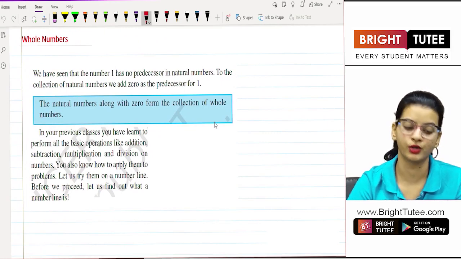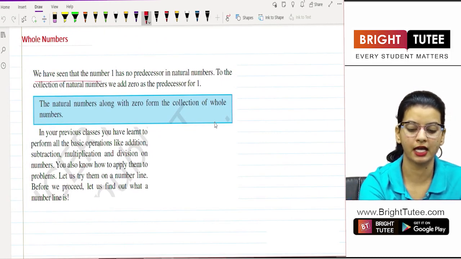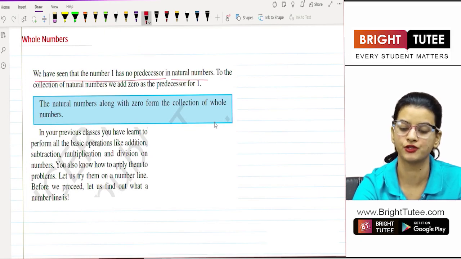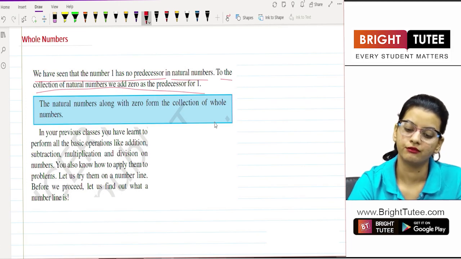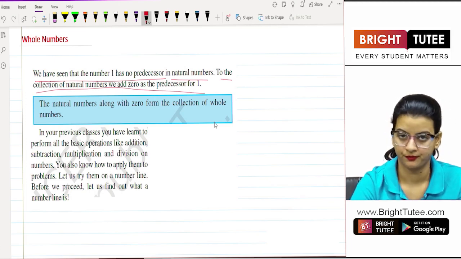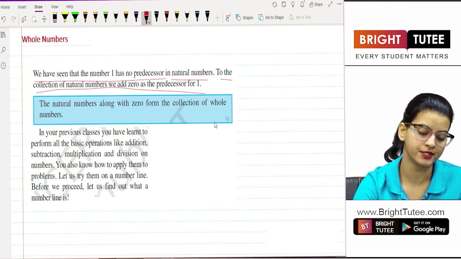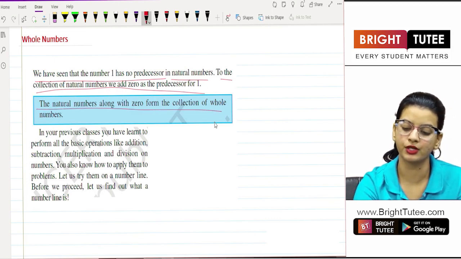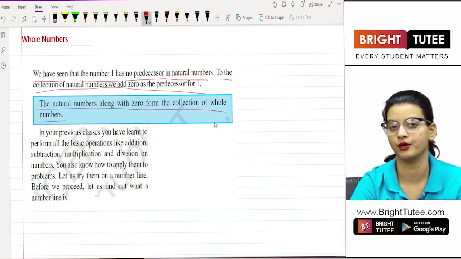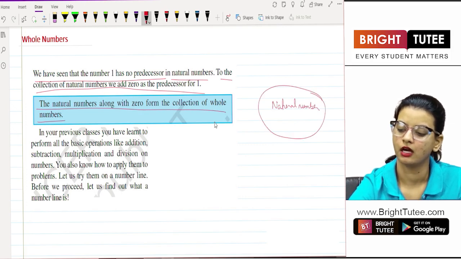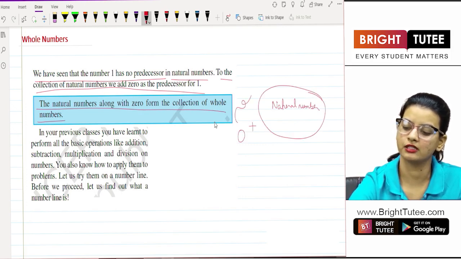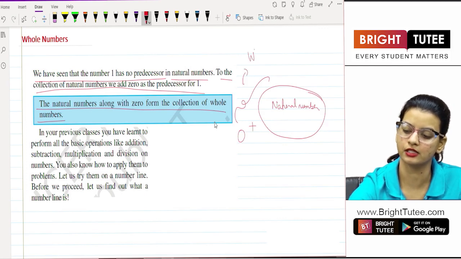Now we are going to talk about whole numbers. So we have seen that the number 1 has no predecessor in natural numbers, right? To the collection of natural numbers, we add 0 as the predecessor for 1. So we say that before 1, 0 comes. So the natural numbers along with 0 form the collection of whole numbers. So natural numbers and 0, these two form the collection. So this collection is whole numbers.